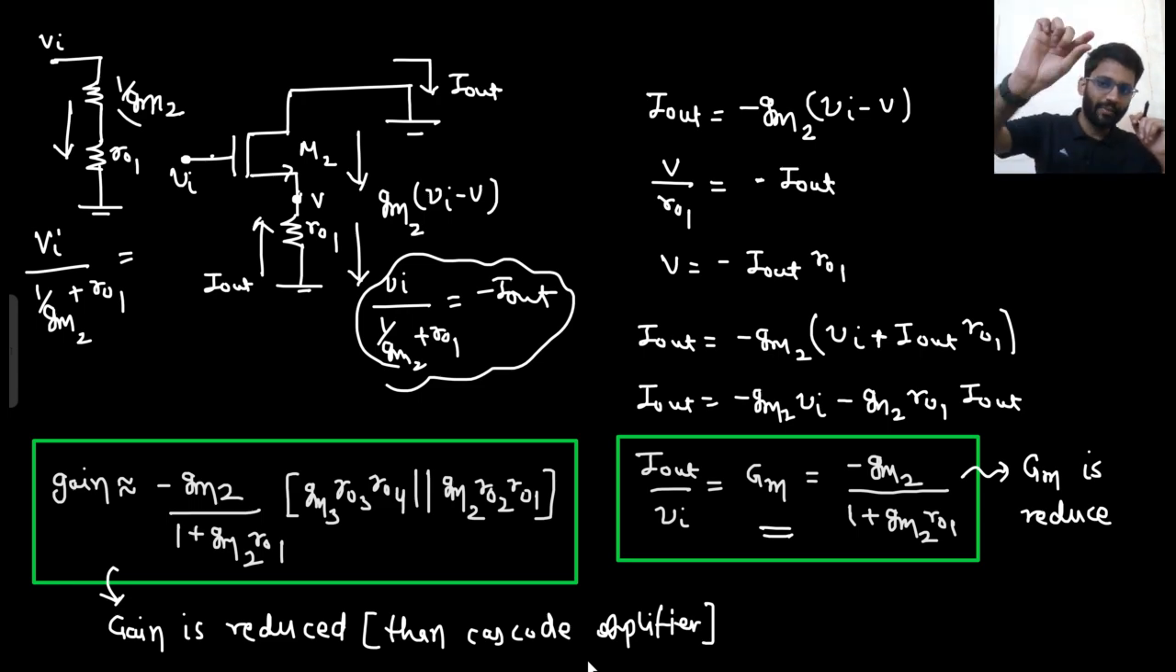This is V in, 1 by GM2, R01. So the current downward is V in by 1 by GM2 plus R01. That is equal to minus of I out. So I out by V in would be equal to GM2 upon 1 plus GM2 R01. Say yes or no. So this is my capital GM, that is minus GM2 upon 1 plus GM2 R01. Right? Well and good.